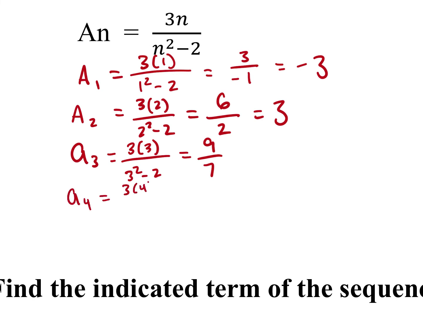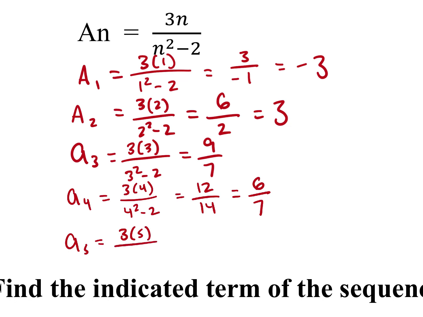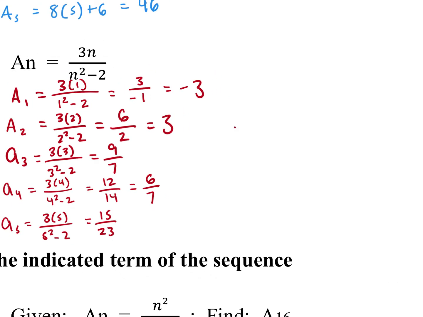Then we plug in 4. So I have 3 times 4 over 4 squared minus 2. So 12 over 16 minus 2 would be 14. Can I simplify this? 6 over 7. And then a sub 5, we plug in 5. So 3 times 5 over 5 squared minus 2. 3 times 5 is 15. 5 squared would be 25. Minus 2 is 23. Can we simplify that fraction? Nope. So our first 5 terms are negative 3, 3, 9 over 7, 6 over 7, and 15 over 23.